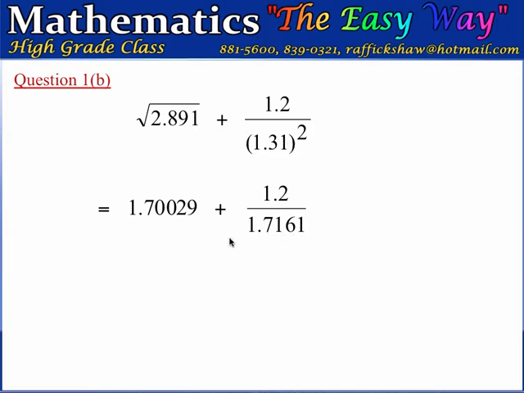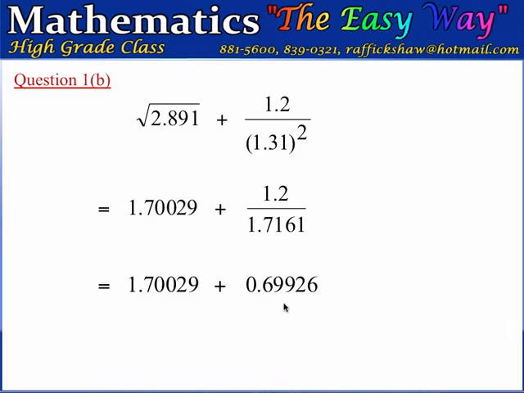And now we can proceed by doing this division. We have to do this division next before we do the addition. So let's show that result. And this is it. This comes back 1.70029. And now we are adding the result of this division. This division, again, you could do with a calculator. And this is the result.